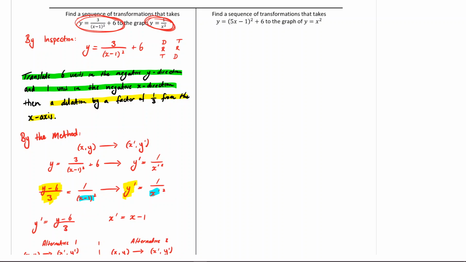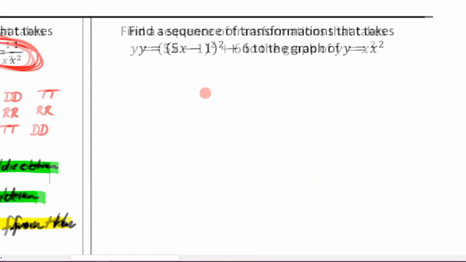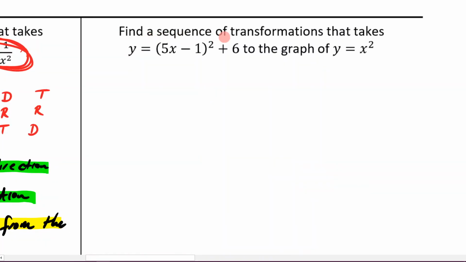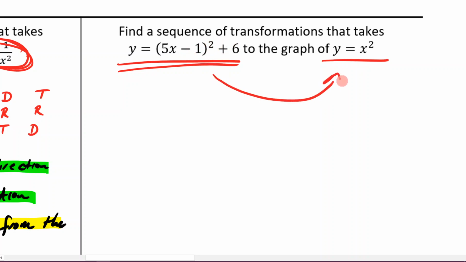Welcome. So in this part of the video, we're going to be working through this question right here, which is going to be similar to what we saw previously. So let's zoom in here and let's read it. It says, find a sequence of transformations that takes this right here to the graph this. So as we previously saw, we're starting with a graph that looks like it has already had transformations applied to it, and we're going to try to get rid of them to get here.